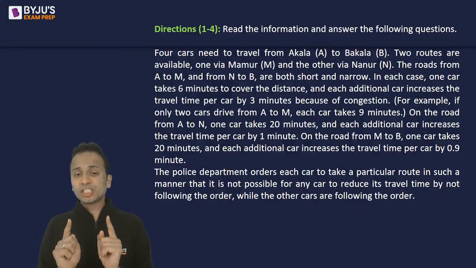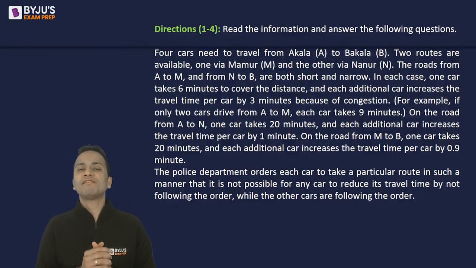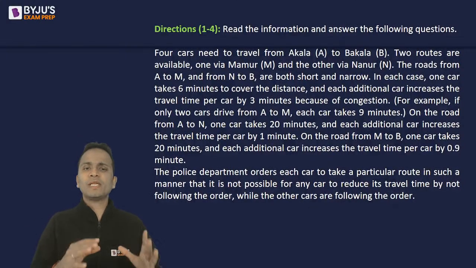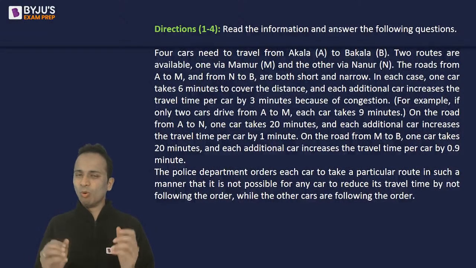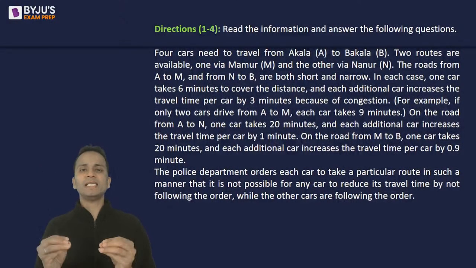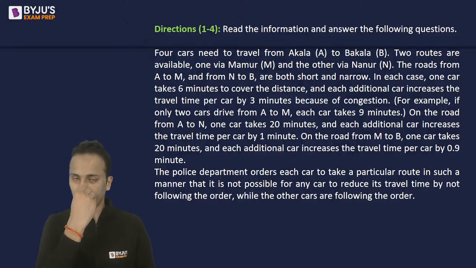Now, the next statement, the next paragraph, is very important and has introduced a lot of confusion. In the actual examination, I'm sure that most of the students were not able to understand what the meaning of this last statement is. Now this statement says that the police department orders each car to take a particular route in such a manner that it is not possible for any car to reduce its travel time by not following the order while the other cars are following the order.